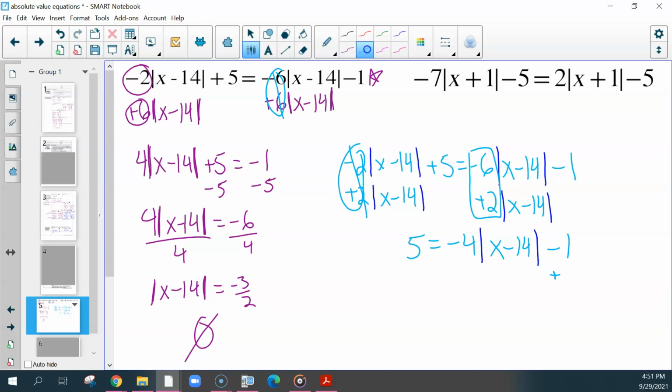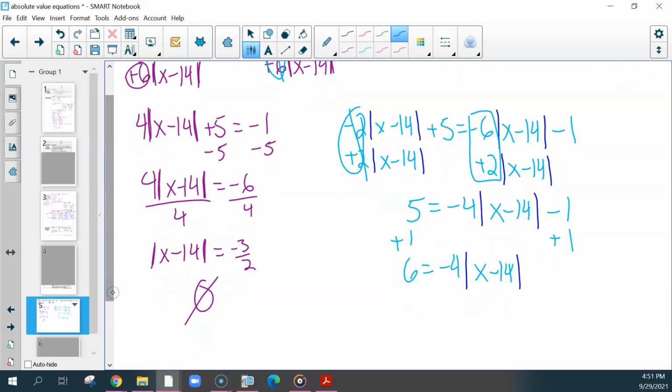Now I'm going to solve this like I would any other. So I would add 1 to both sides. I know right now you're probably thinking, well, it's going to get a positive, so it's not going to be the same. But hold on. So it's almost isolated. I now need to divide both sides by negative 4. Oh, there's that negative. So we still get that negative 3/2. Which means this is still no solution.